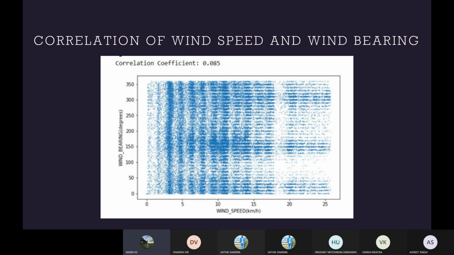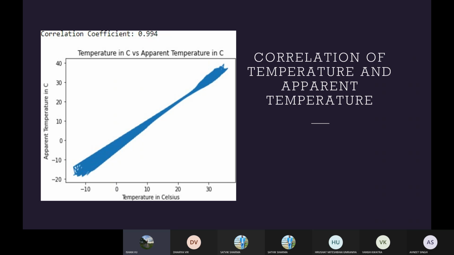0.0085. Now, as you can see, it's positive, which means it's directly proportional. But as the magnitude is very small, approaching zero, we can say that they don't correlate much or at all. Now I'm going to hand over to Dharya for more of the correlations. Yeah, thanks, Ishan. So I'll take over the slides from now.